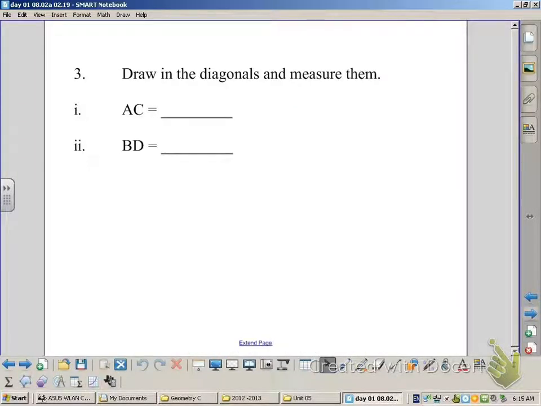Now let's draw on the diagonals and measure them. Hit pause here while you draw on the diagonals with your geometry template and measure them, please, in centimeters. Take about 2 minutes to do this and then hit resume.